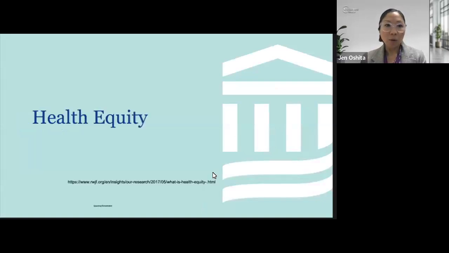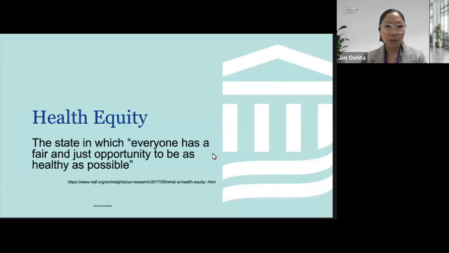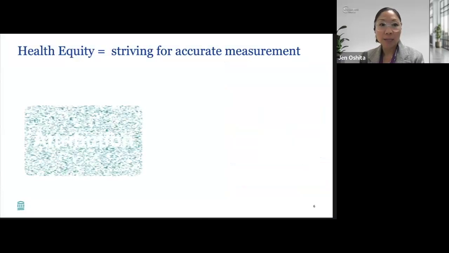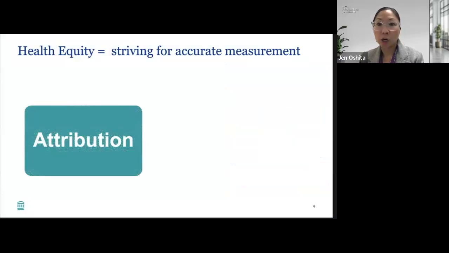All right. So health equity. What is the definition for health equity? It is the state in which everyone has a fair and just opportunity to be as healthy as possible. And I know equity has become a charged word today because it does have an important moral and ethical thrust to it. But on the flip side of health equity, there's a very neutral component, which is just let's make sure we strive for accurate measurement. And that's accuracy in what we attribute the causes of our health outcomes to.